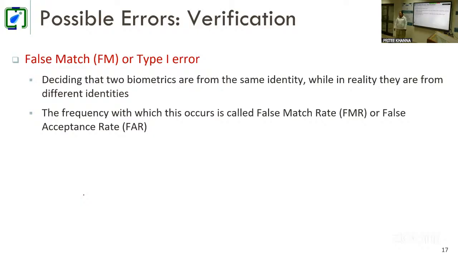So here you can see what we mean by a type 1 error, or say false match, or sometimes we call it false accept. So FMR, false match rate, or FAR, false accept rate, they are being used, so don't get confused with it. You can understand it like this: there is a match, but that match is false. My system is saying it is a match, meaning these two templates are from the same user, but in reality they are from different users. So there is a match, but the match is false. And the frequency with which this happens is called false match rate or false accept rate.